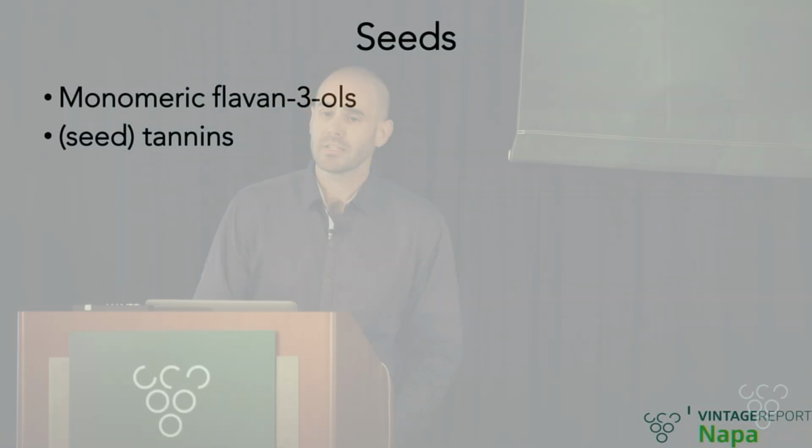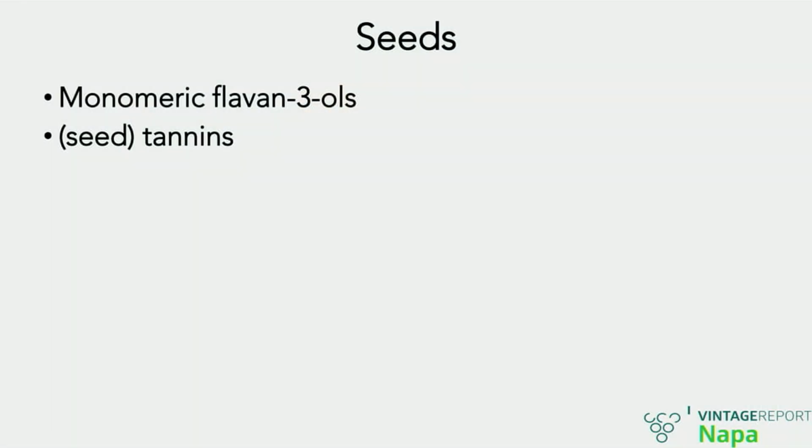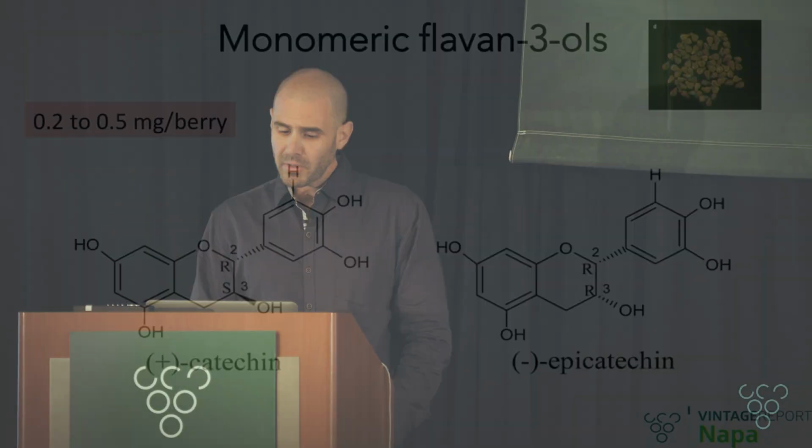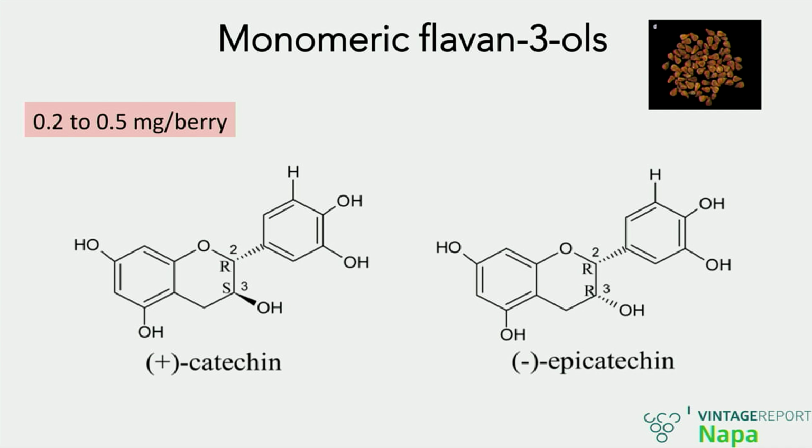What kind of phenolic materials do we have on seeds? First and foremost, we have small compounds by the name of monomeric flavan-3-ols, okay? These monomeric flavan-3-ols, this doesn't look like a lot, but there is quite a lot, between 0.2 and 0.5 milligrams per berry, okay? Fairly high concentrations. Now, these monomeric flavan-3-ols are very, very small molecules. Probably you have heard about the term catechin or epicatechin. These are the ones, okay?